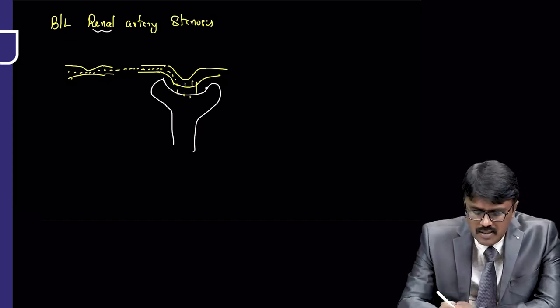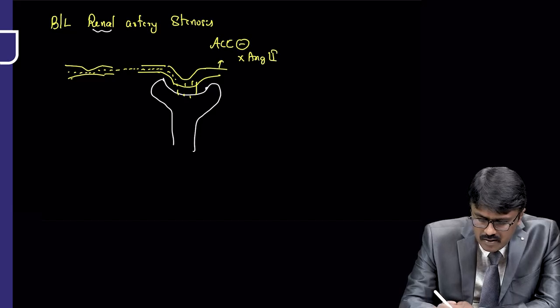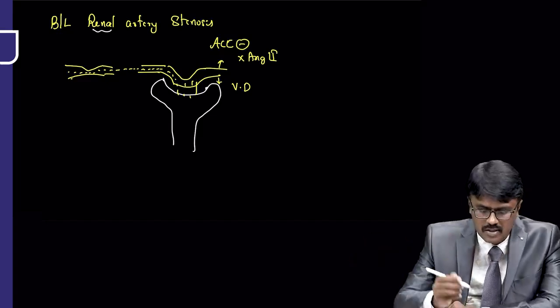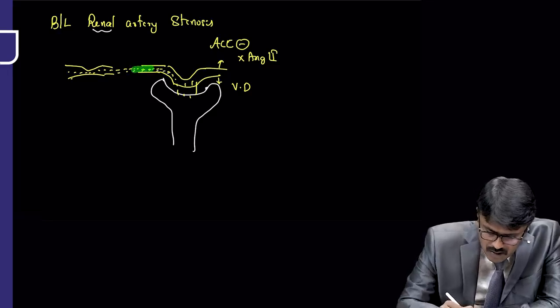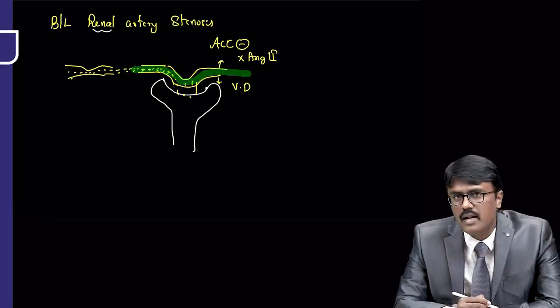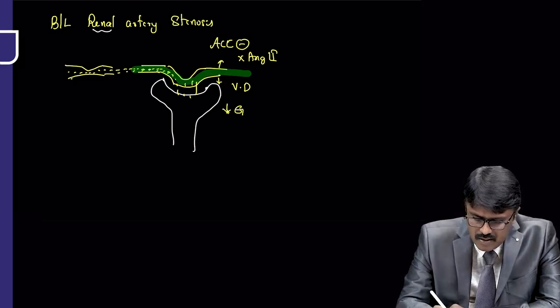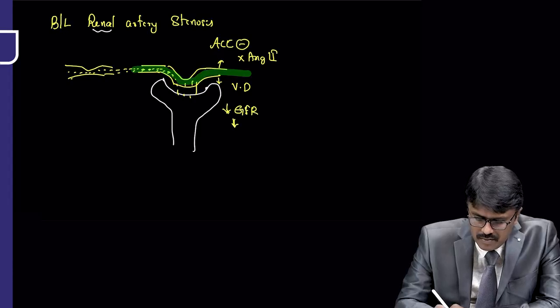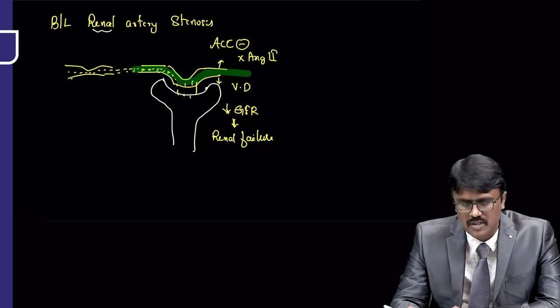Fine. But when you use an ACE inhibitor, it blocks the angiotensin II action, and that will dilate the efferent arteriole further. Whatever small amount of blood is coming is diverted towards the efferent arteriole. So what happens? There is a decrease in GFR, and that will lead to renal failure. That is the reason why it is contraindicated in bilateral renal artery stenosis.